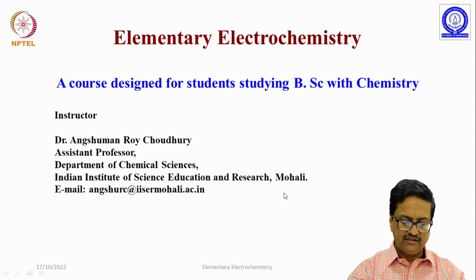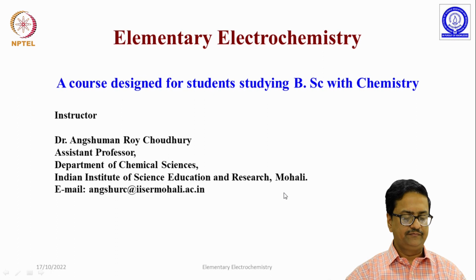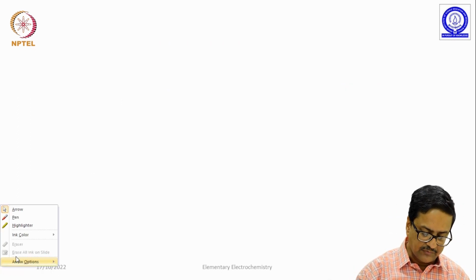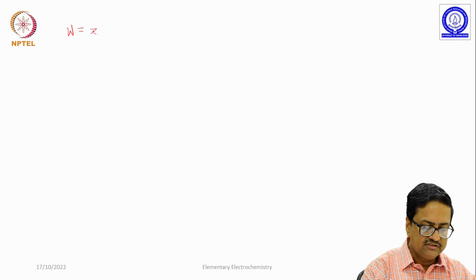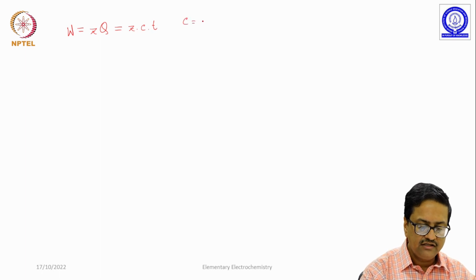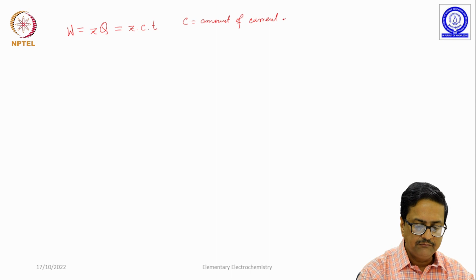In the previous class, we started discussing Faraday's laws of electrolysis. I have just stated the two laws, and I have shown you the first equation of electrolysis. We have discussed the equation W equal to ZQ, which is equated to ZC into T, where C is the amount of current in amperes and T is the time in seconds.